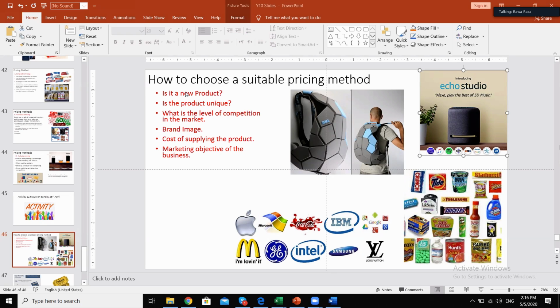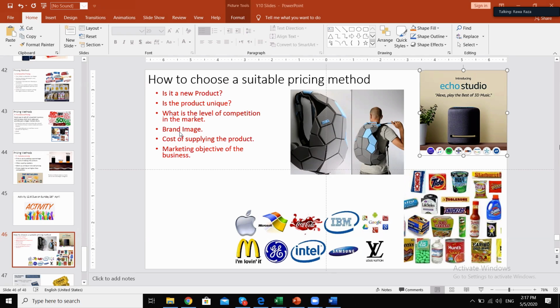Going back to the new product, it might be a new product that is not unique. In that case, competition might be high. So penetration pricing might be suitable, or competitive pricing might be suitable as well, in case there are similar products like the one we have here. And third criteria might be level of competition. Obviously, if it's high competition, then competitive pricing or penetration pricing might be suitable. You might go with, what was it called? Promotional pricing.